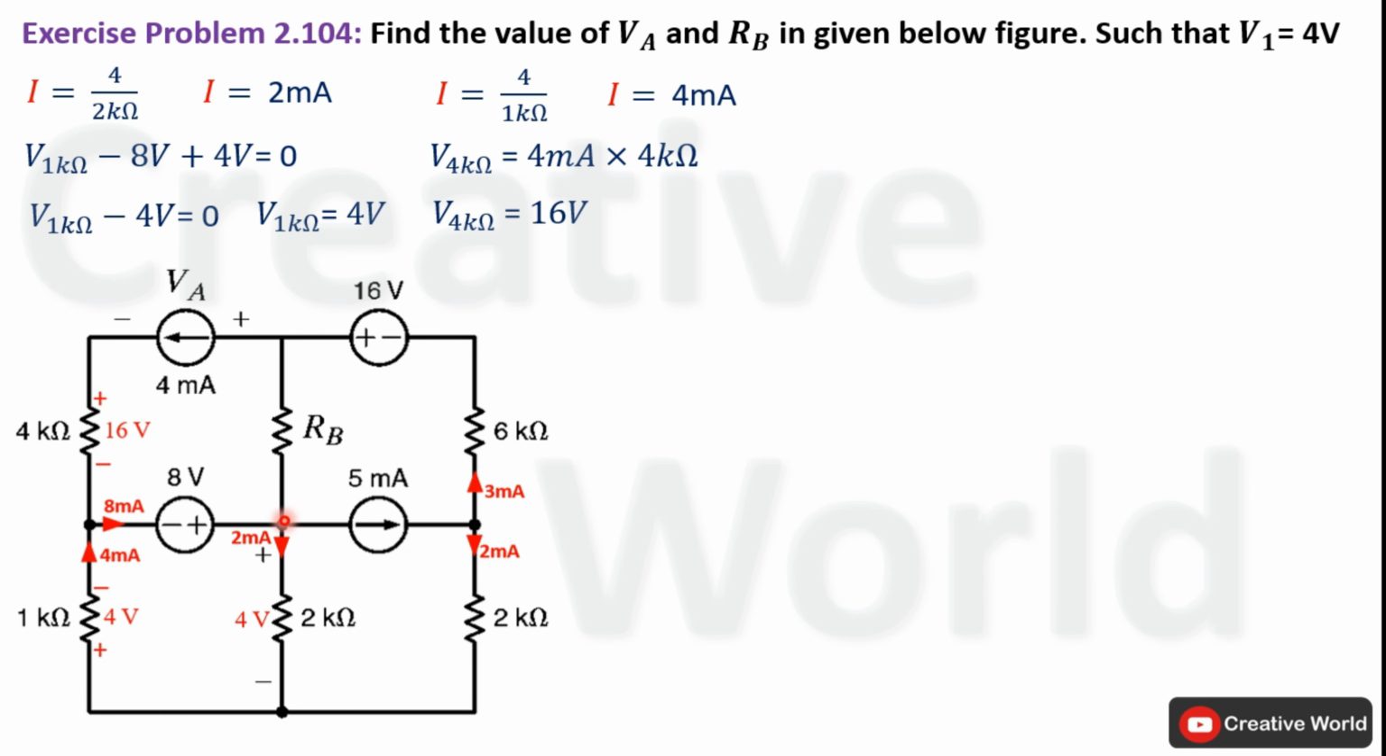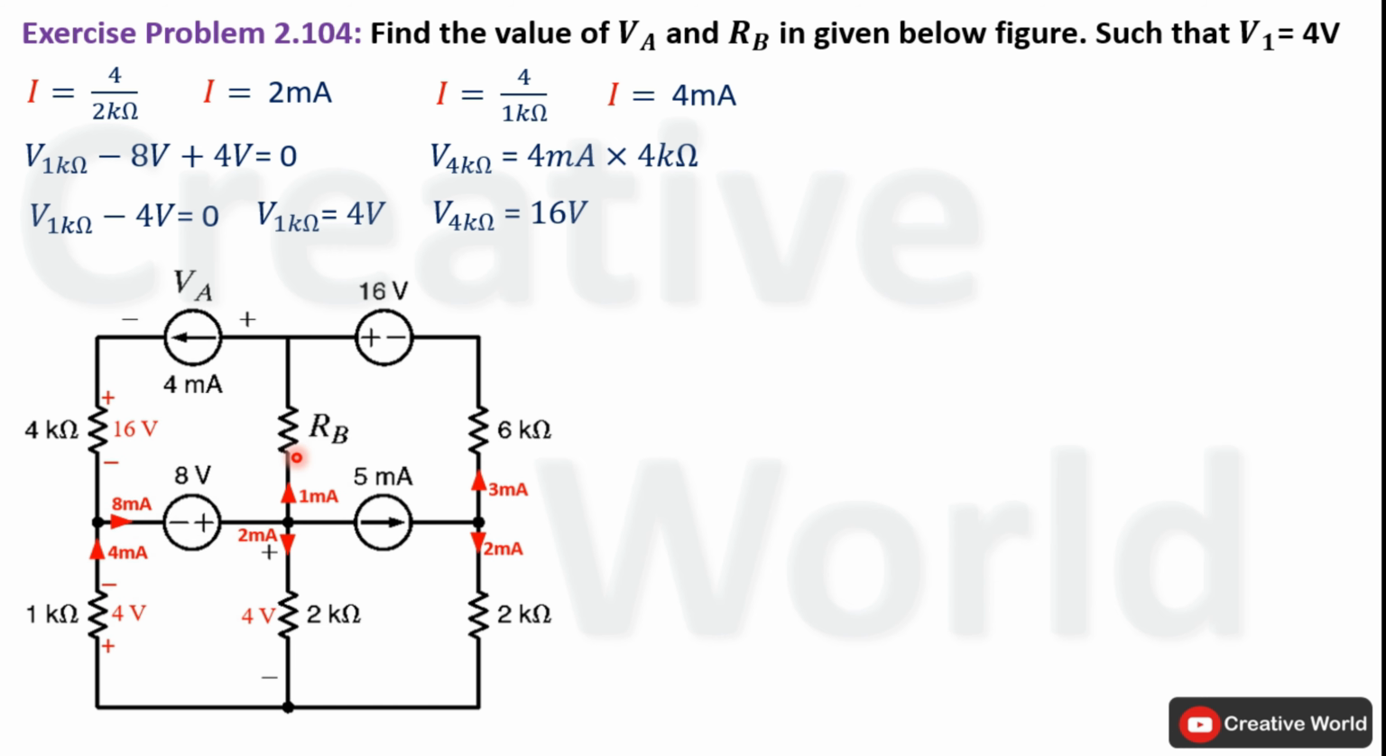Similar case will be here. On this node 8 milliampere current is entering while 2 and 5 milliampere current are leaving. Remaining 1 milliampere current leaves from this branch in upward direction. Modify the network. Now we can calculate voltage across this resistance and this resistance because current through these branches are known.